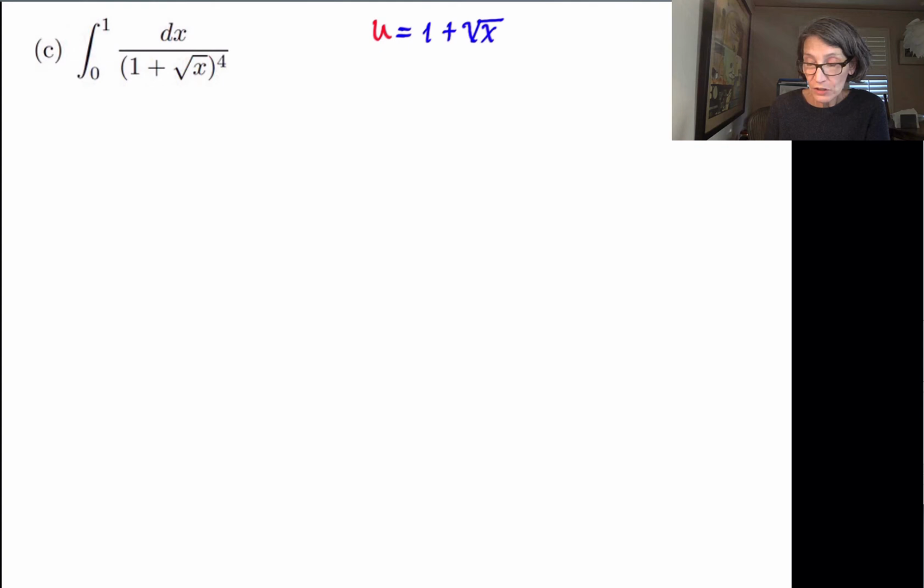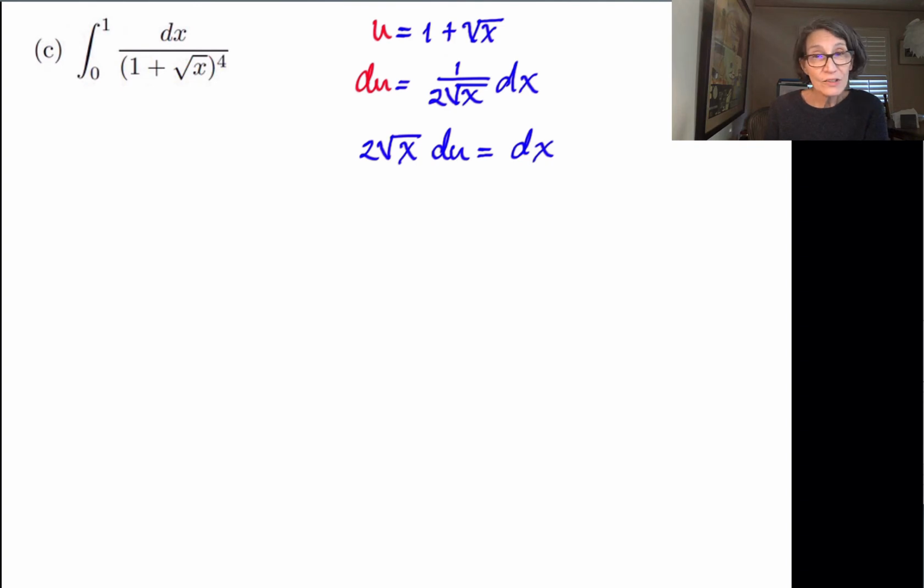So now what I have to do is find the differential and see if I can get rid of all my x's and dx's. So the differential du is going to be 1 over 2 times the square root of x times dx. Now, I don't have a 1 over 2 square root of x. I do have a dx. So what happens if I multiply both sides of this equation by 2 times square root of x? I get 2 times square root of x times du is equal to dx.